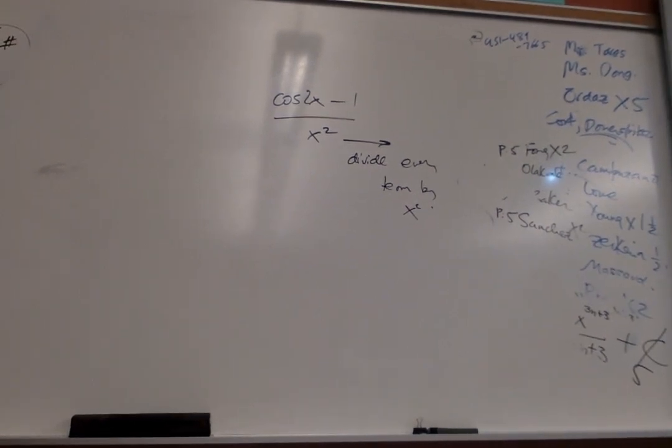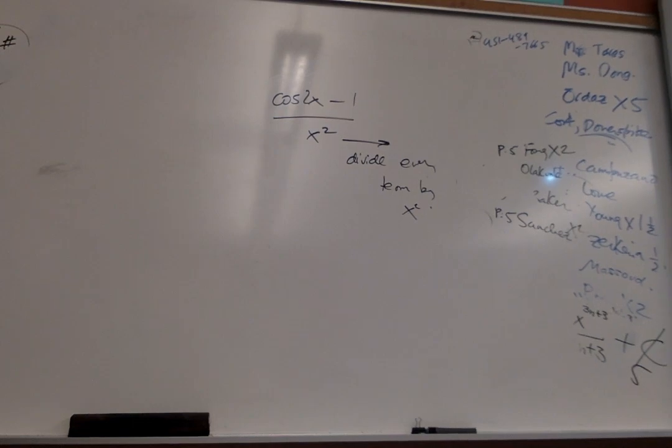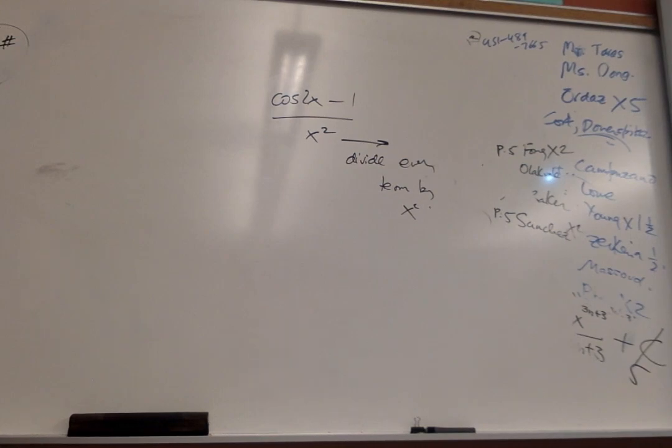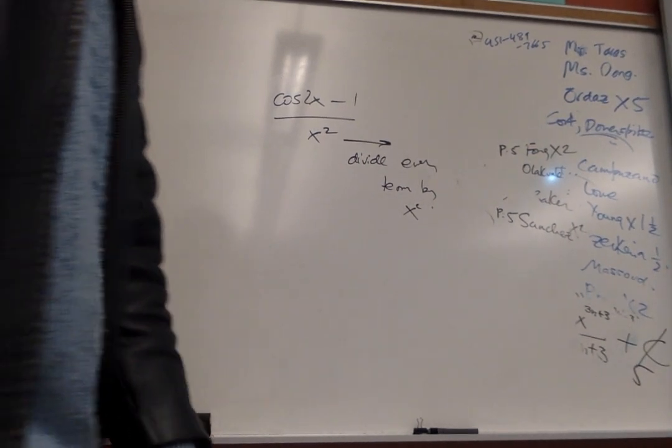Then every x goes to 2. The 1 will cancel. And then divide every term by x squared and then take the limit.